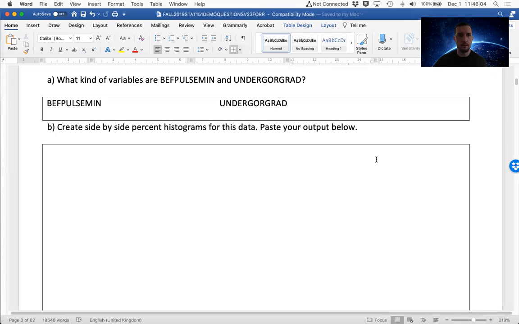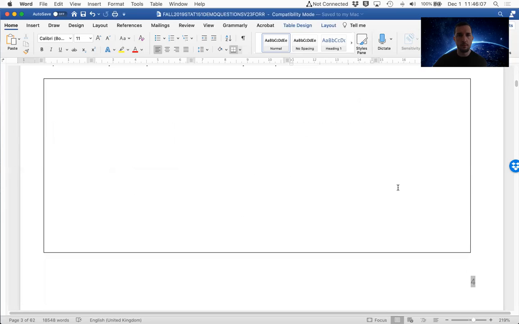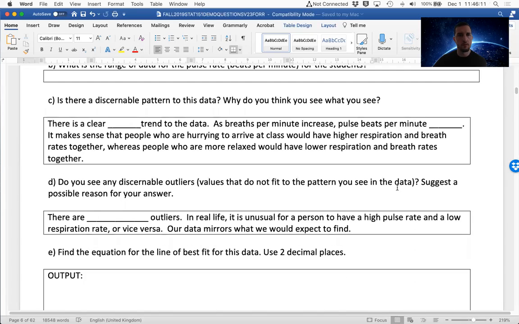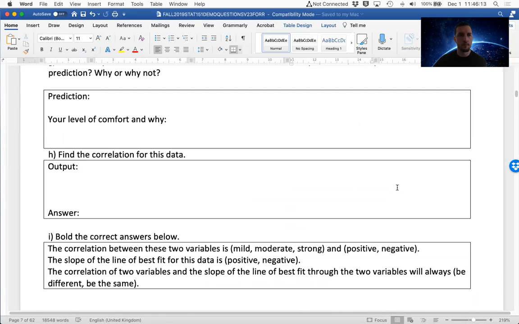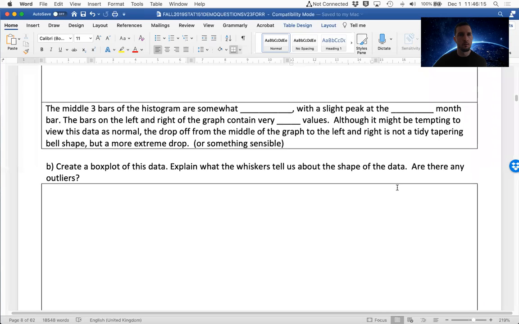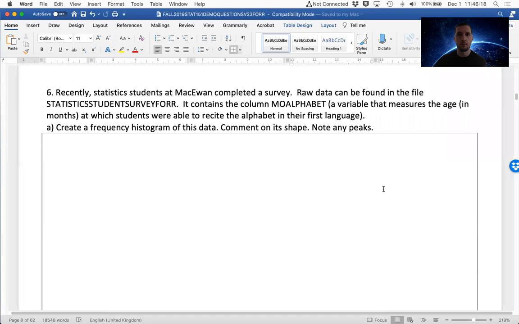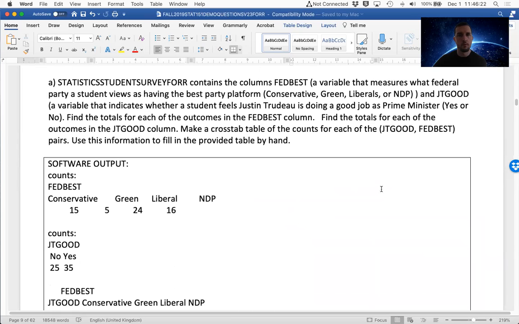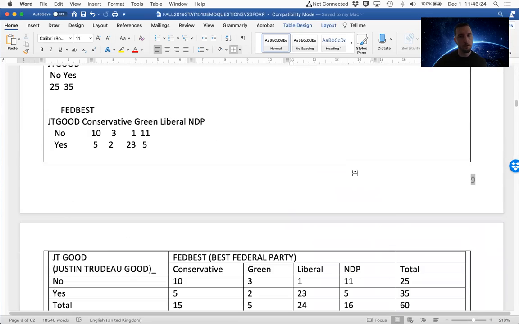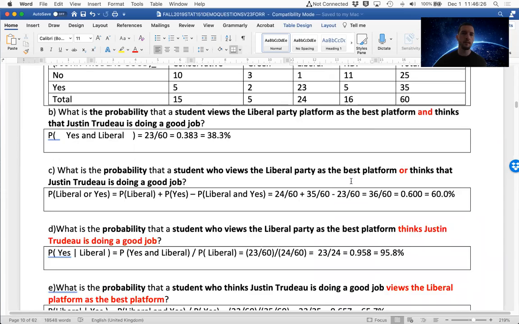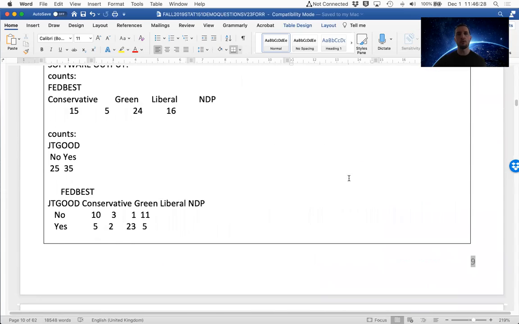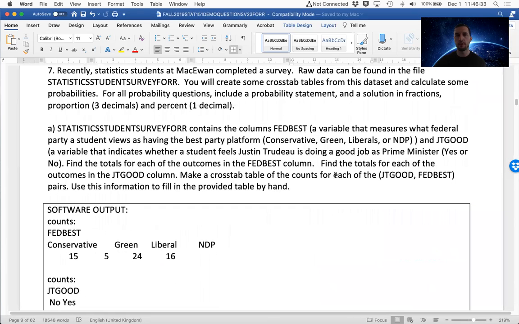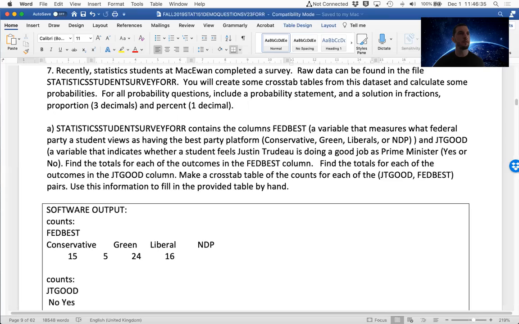Okay, that's a histogram problem. Students completed a survey. Okay, this one looks like it's going to work. Oh yeah, here's an example from something we did earlier. So let's just go over this illustration to see the crosstab table, and then we can talk about those probabilities.